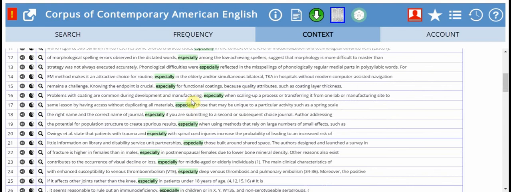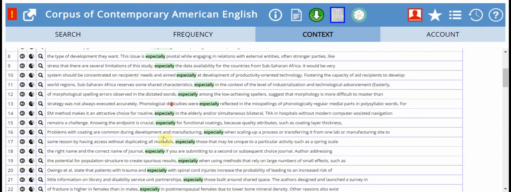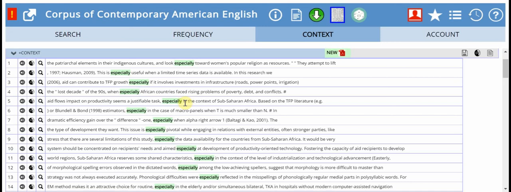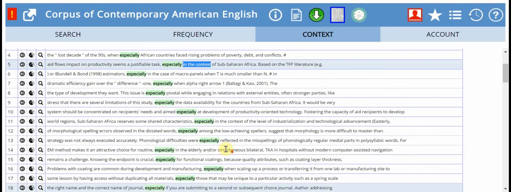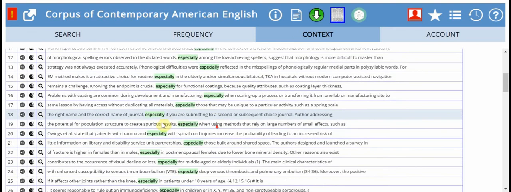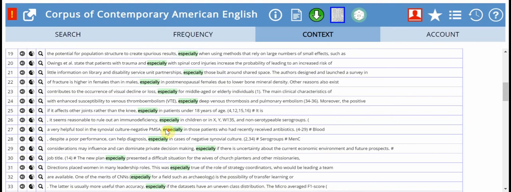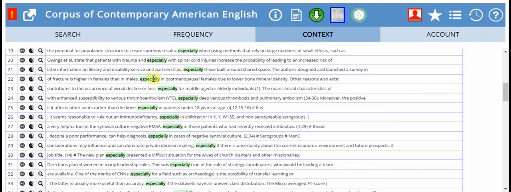Okay, one thing I notice already is there's a lot of especially plus a dependent word, especially if, especially when, or a lot of especially plus a prepositional phrase like this, especially in the context of, especially in the case of. Especially deep. Especially presented, especially true.